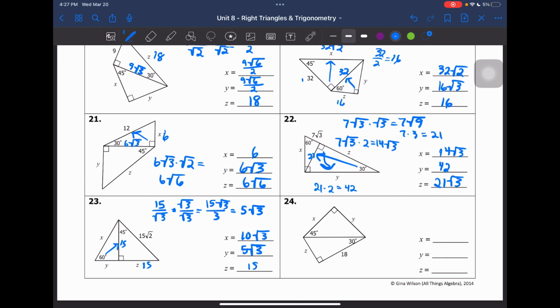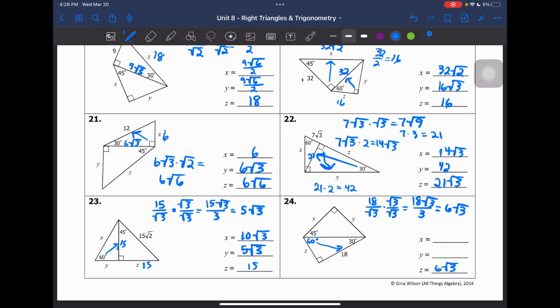And then lastly, number 24. So I know that the 60-degree angle would be here. So this 18 is my longer leg. And I can use that to work backwards, just like how we did before, and find the shorter leg by dividing by root 3. So 18 divided by root 3, I'm going to multiply by a special form of 1. That gives me 18 root 3 over 3. Well, 18 divided by 3 is 6, so I have 6 root 3. That is my shorter leg, which is the z.